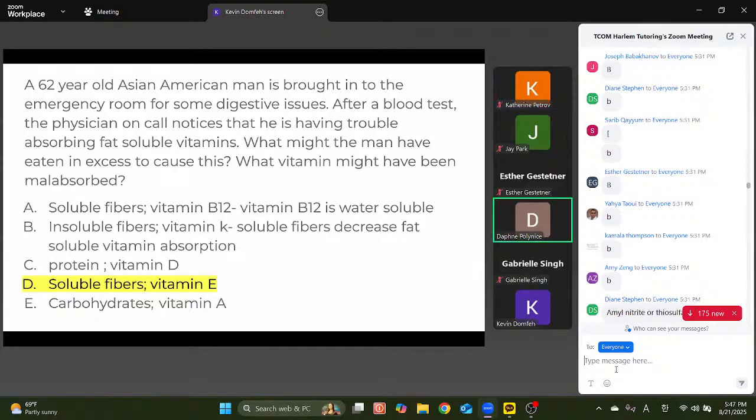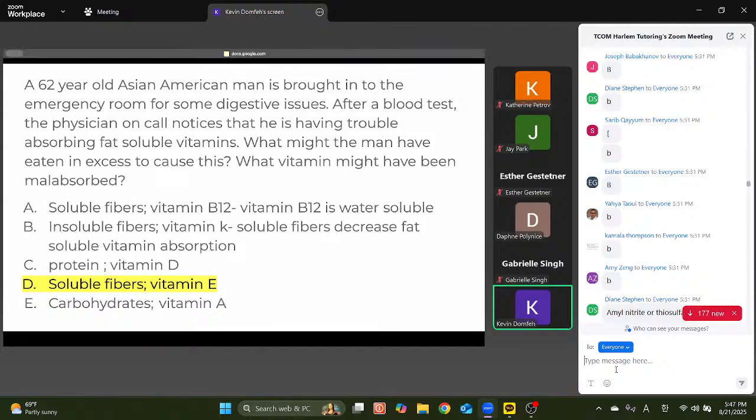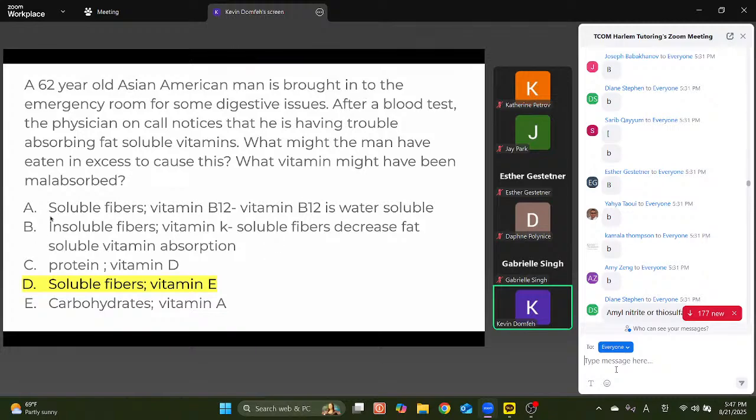Can you explain what happens with insoluble fiber then? Insoluble fibers, let me see. Actually, let me just fix my Wi-Fi. Sorry. Okay, I'm back. So with insoluble fibers, this doesn't inhibit your fat soluble vitamin absorption. Only soluble fibers do.